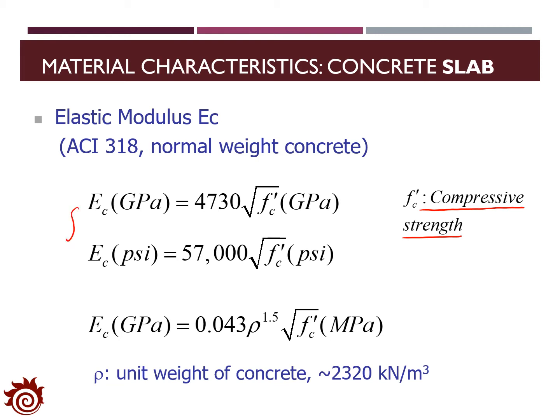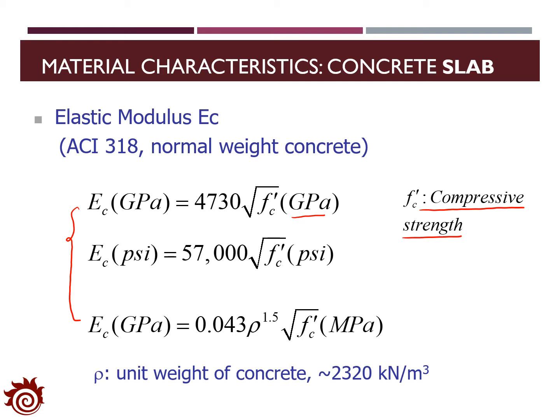The three equations here show the relationship between EC and the compressive strength. If the compressive strength is in the unit of gigapascal, then we have EC equal to 4730 times square root of FC prime. FC prime is the compressive strength. If FC is in PSI, we will have EC equal to 57,000 times the square root of FC prime.